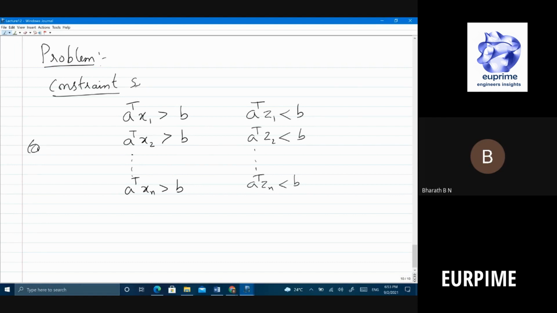Okay, this is fine. But what is the problem that you will solve? Typically, optimization should be maximization of some function subject to some set of constraints, right?